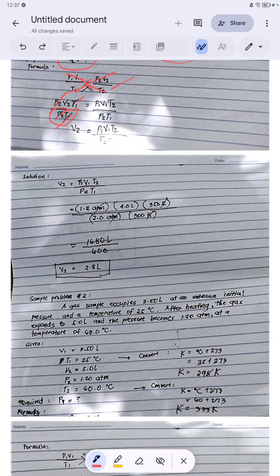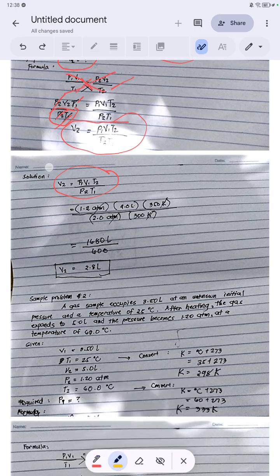So what is our formula? Our derived formula is V2 equals P1 V1 T2 over P2 T1. This is our new formula that we will use in finding the final volume. Then substitute all the givens we found earlier.